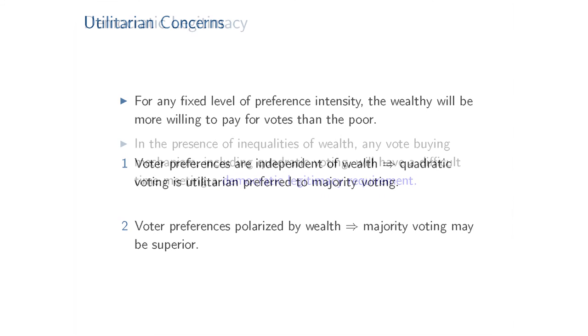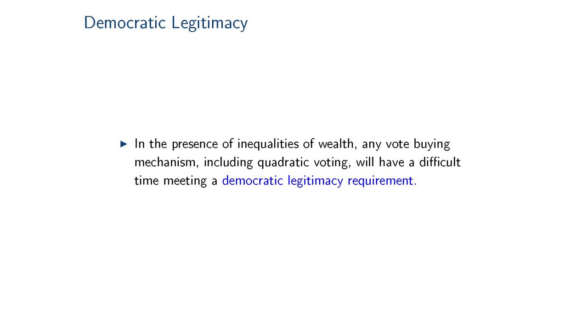And when it comes to democratic legitimacy, we're going to argue that in the presence of inequalities of wealth, any vote-buying mechanism, including QV, will have a difficult time meeting a democratic legitimacy requirement.